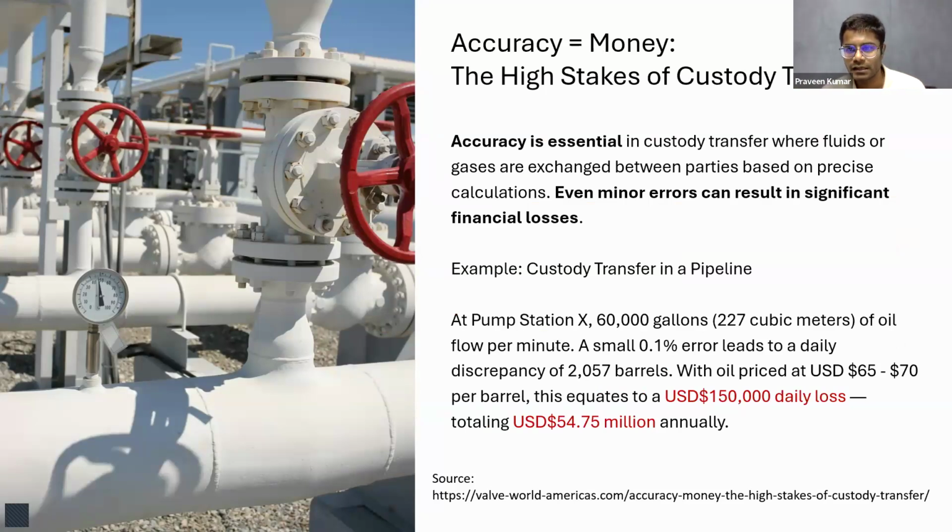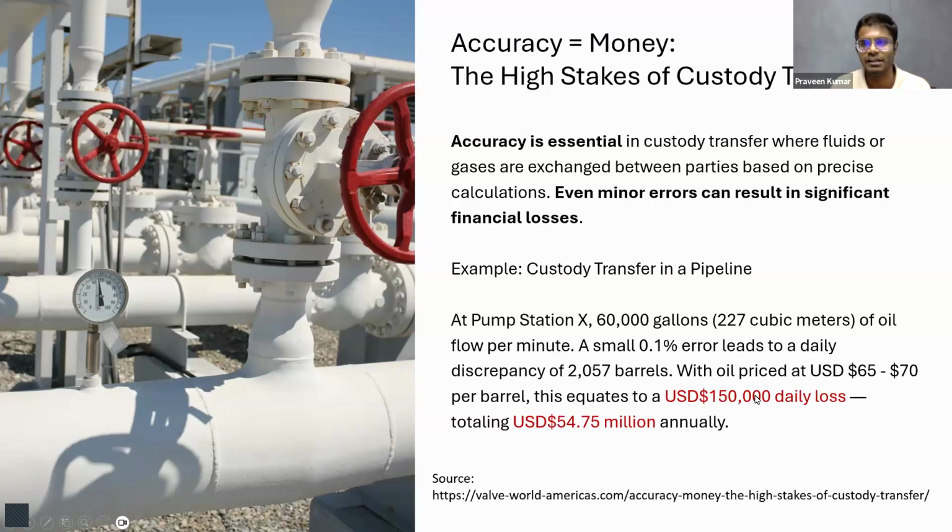So even a small error can cause significant financial loss. Here they presented an example of a pump station where they transfer about 60,000 gallons of oil flow per minute, and then a small 0.1 percent calculation error goes to a daily discrepancy of around 2000 barrels, which comes to a daily loss of this much. So it's a huge loss.